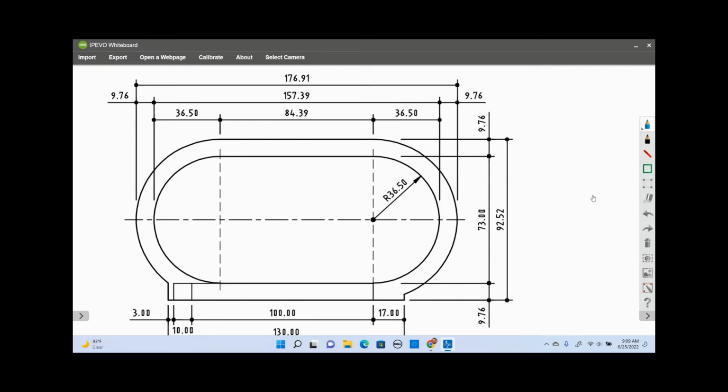So you can see here the dimensions. This is the straightaway here. The straightaway of a standard track is actually 84.39 meters. So it's not 100 meters. And the curve is actually a semicircle. So on a standard track, this is a true semicircle.